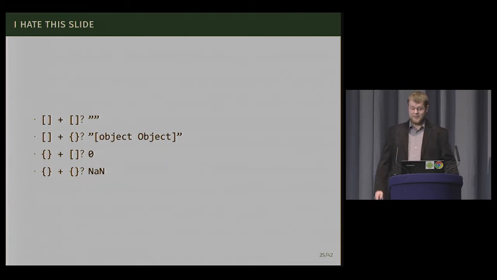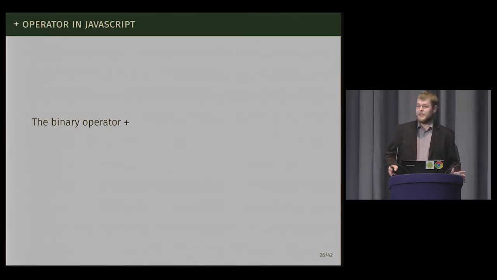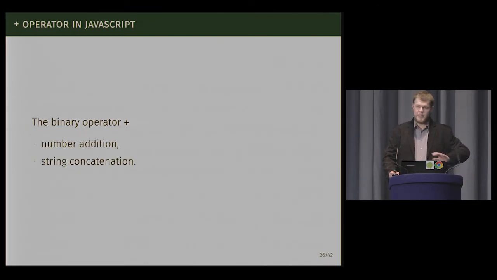OK, what happens here? First of all, the binary operator plus in JavaScript can only represent 2 things: number addition and string concatenation. Type error is not an option. List concatenation is not an option. It's going to be either one of those 2. It's going to be string concatenation if any of the operands wants to be treated as a string, which an array would be. Otherwise, it's going to do number addition. So the object, for example, doesn't want to be treated as a number. So if we have 2 objects, they will be treated as numbers.